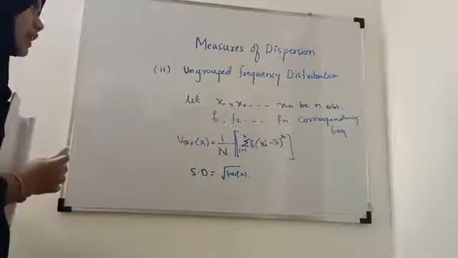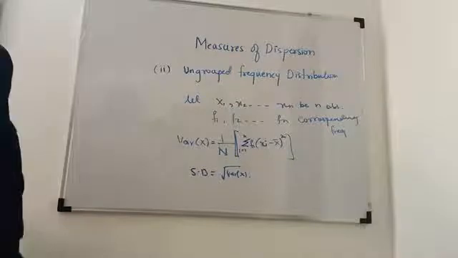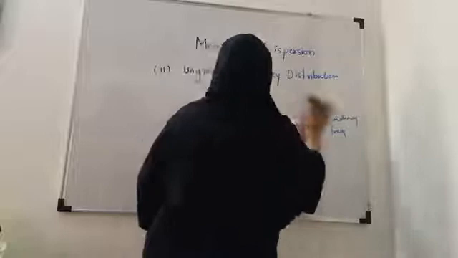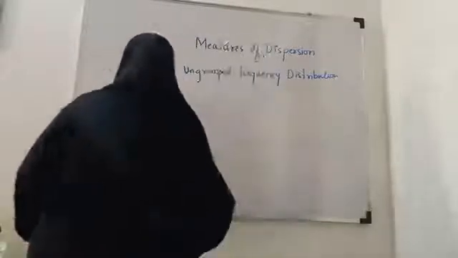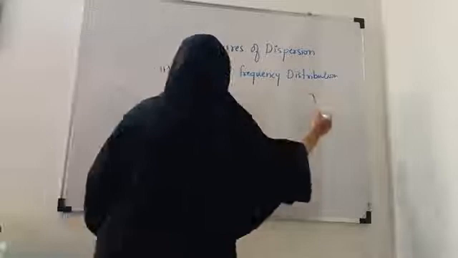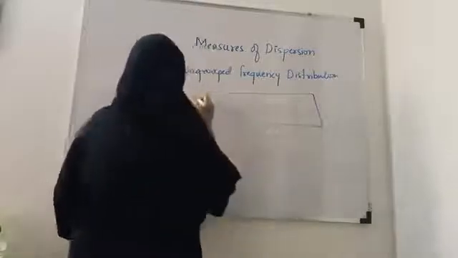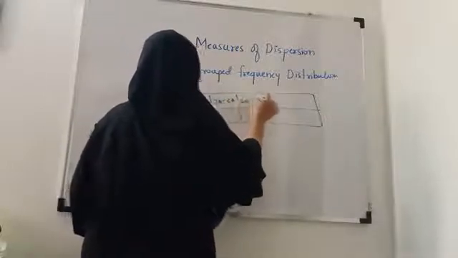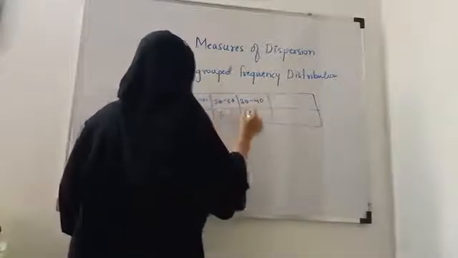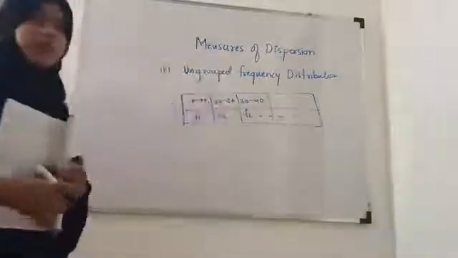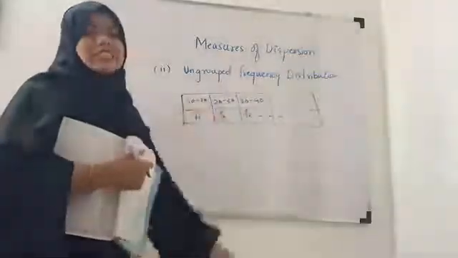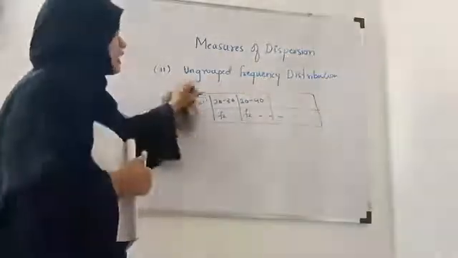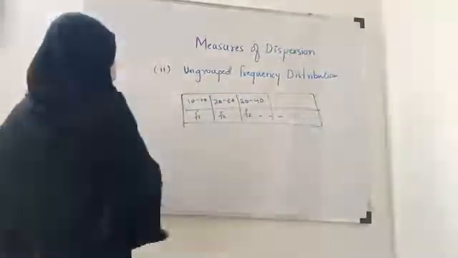Now another type of data is a group frequency distribution. Okay, that means there the classes will be given to us, xi's will not be there. Classes of this form, 10 to 20, 20 to 30, 30 to 40, and together with that f1, f2, f3 will be given to us. Okay, instead of xi's the classes will be given and corresponding frequency is also given. So this type of data is called group frequency distribution.